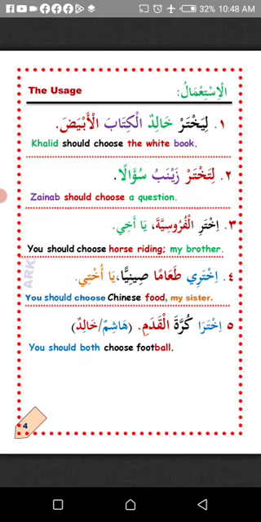Number two. لتختر زينب سؤالا. Zainab should choose a question.